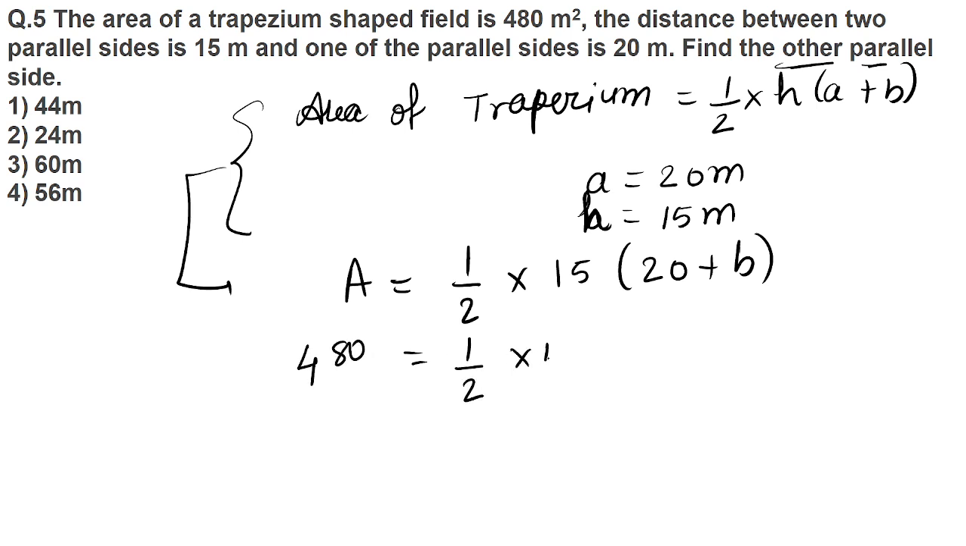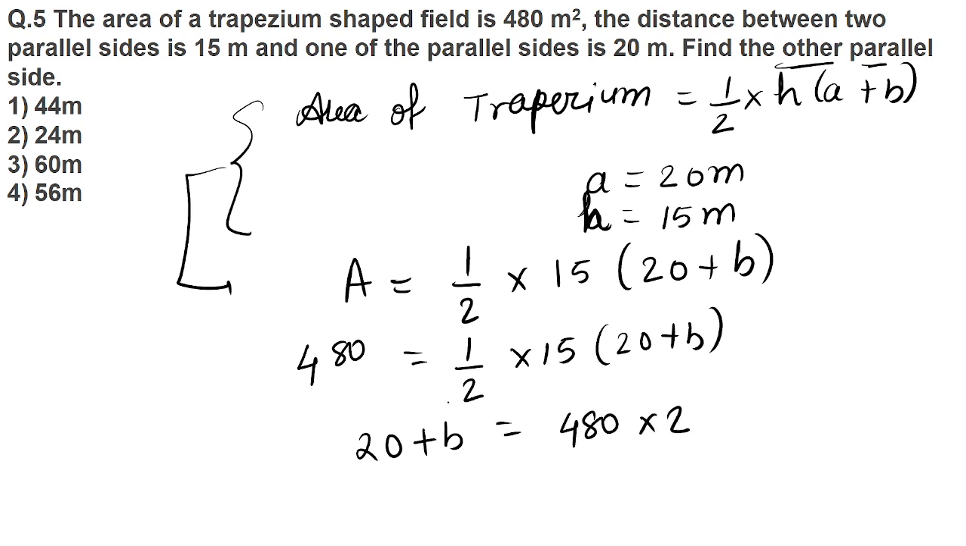This will give me the value, that is, the area of the trapezium is 480 meter squared, equal to half of 15 into 20 plus b. So 20 plus b is equal to 480 into 2. I have taken 2 on the other side. Okay, and I'll divide this whole complete value by 15.